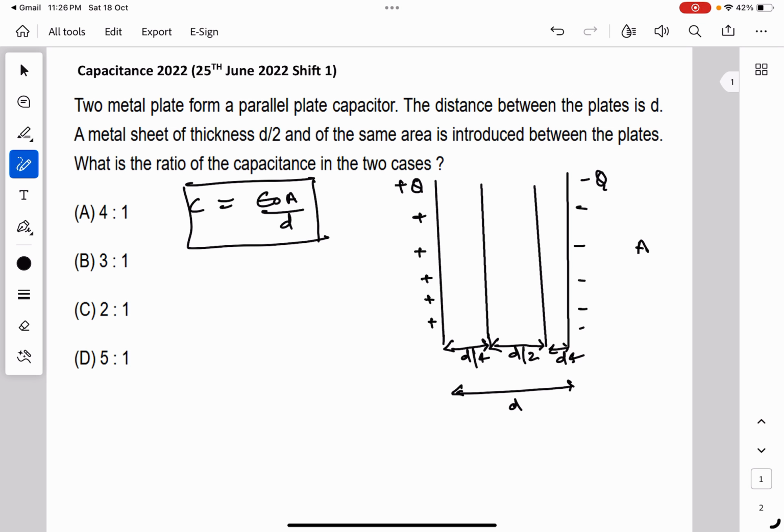Let's say there is an electric field due to the plates of the parallel plate capacitor, E. After introduction of this metallic sheet, which is a conductor, there would be induced charges on each side of the sheet. This side will have negative charge and this side will have positive charge.